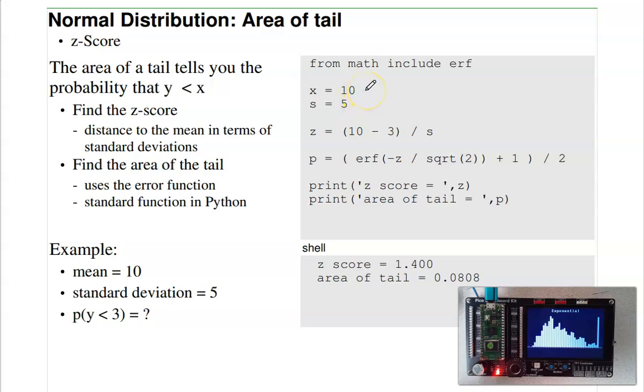For example, if the mean is 10, standard deviation is 5, what is the area to the left of 3? So here's 10, standard deviation is 5, here's number 3. What is this area? To determine that, I find the z-score. How far is 3 from the mean in terms of standard deviations? Find the area to the left. That's the area function of minus z, well, negative would be this tail, over square root of 2 plus 1 over 2. And the area of the tail, the z-score is 1.4. The area under the tail is 0.08. So the area to the left of minus 1.4 is 8%.